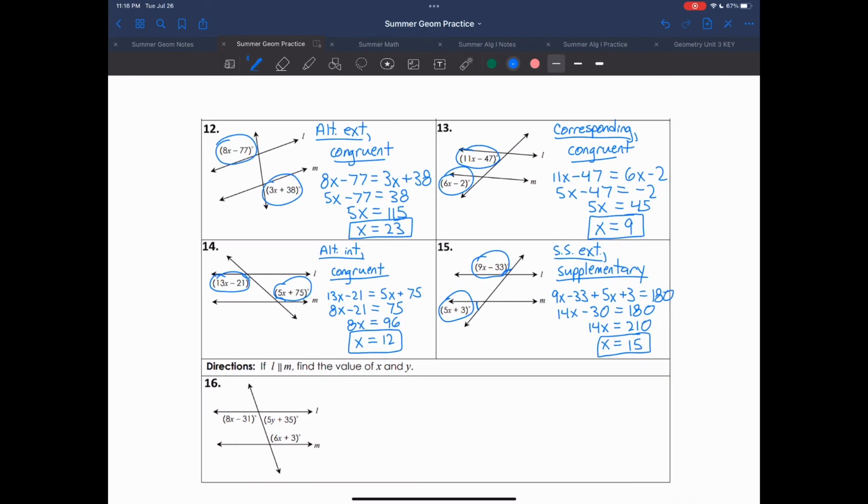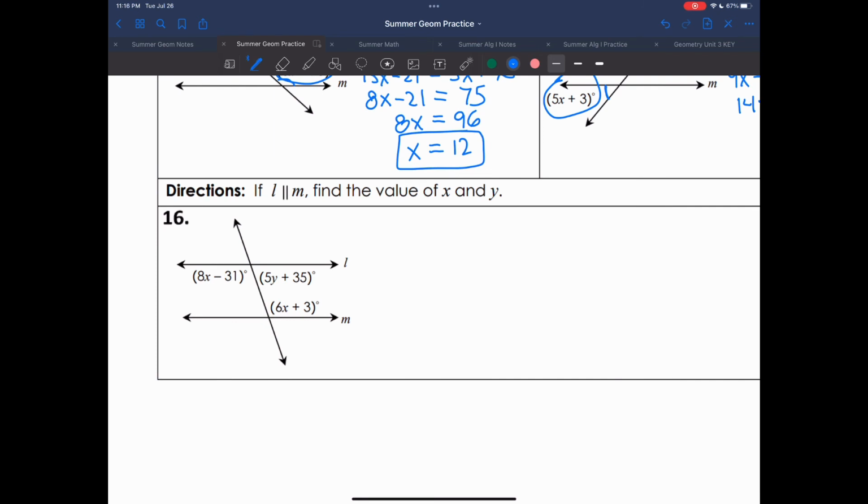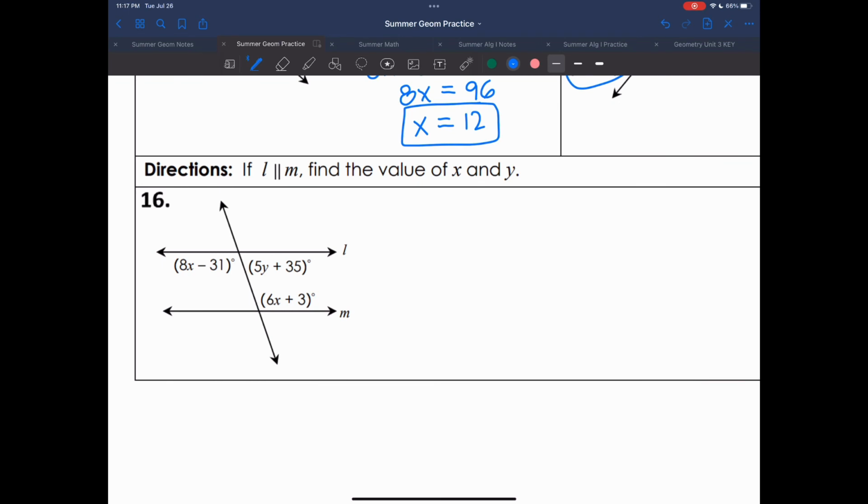Okay, that takes us to our final problem here. If you're down to try the bonus, let's do it. This one is a bonus because if you notice, it's got multiple variables. It says if L is parallel to M, find the value of x and y. What I recommend doing on ones like these is solve for one variable first, and I would probably focus on finding x first.